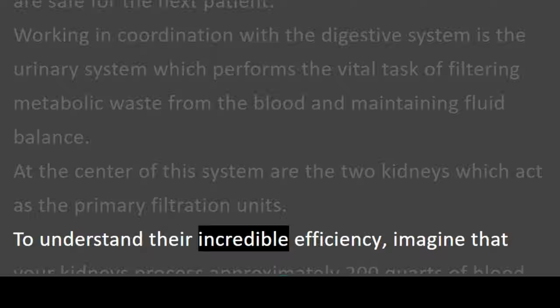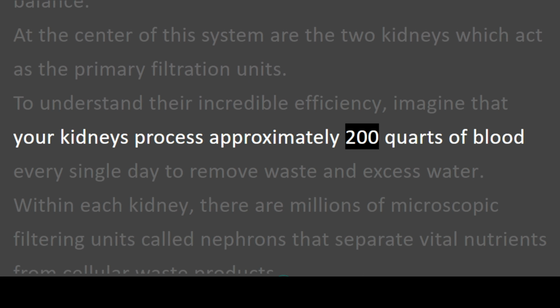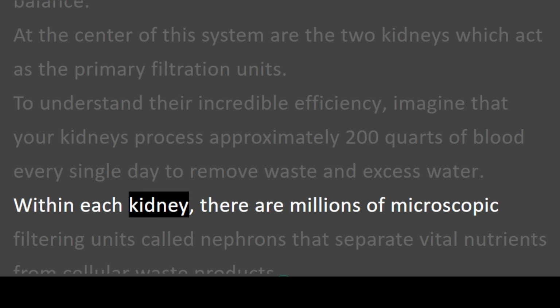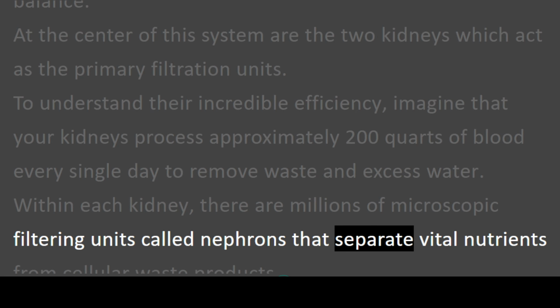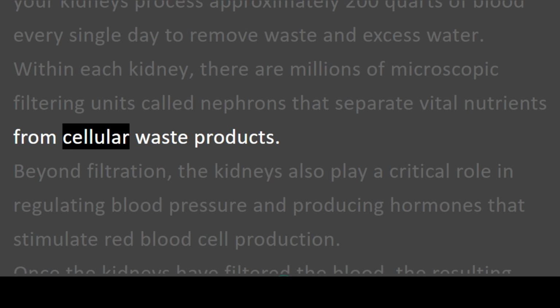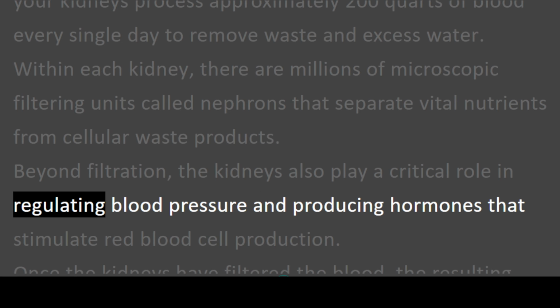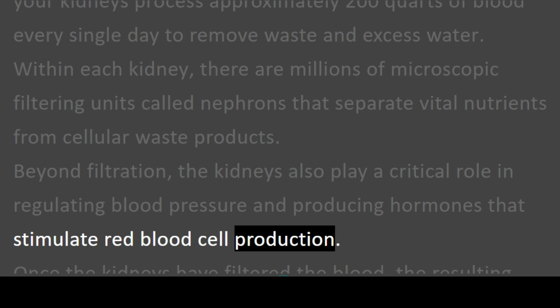To understand their incredible efficiency, imagine that your kidneys process approximately 200 quarts of blood every single day to remove waste and excess water. Within each kidney, there are millions of microscopic filtering units called nephrons that separate vital nutrients from cellular waste products. Beyond filtration, the kidneys also play a critical role in regulating blood pressure and producing hormones that stimulate red blood cell production.